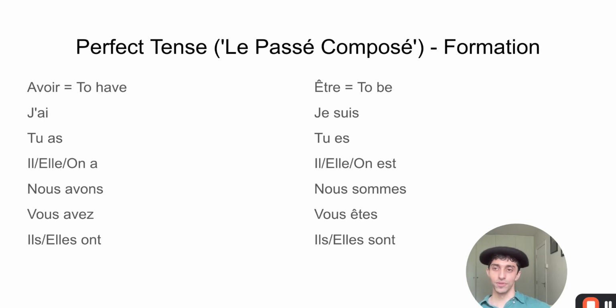But you should definitely know all of the forms of avoir and être in the present tense for French GCSE or iGCSE. They're the two most common verbs in French. Avoir is j'ai, tu as, il, elle, on a, nous avons, vous avez, ils ou elles ont. And être is je suis, tu es, il, elle, on est, nous sommes, vous êtes, ils ou elles sont. So we will use these present tense forms to create the perfect tense.